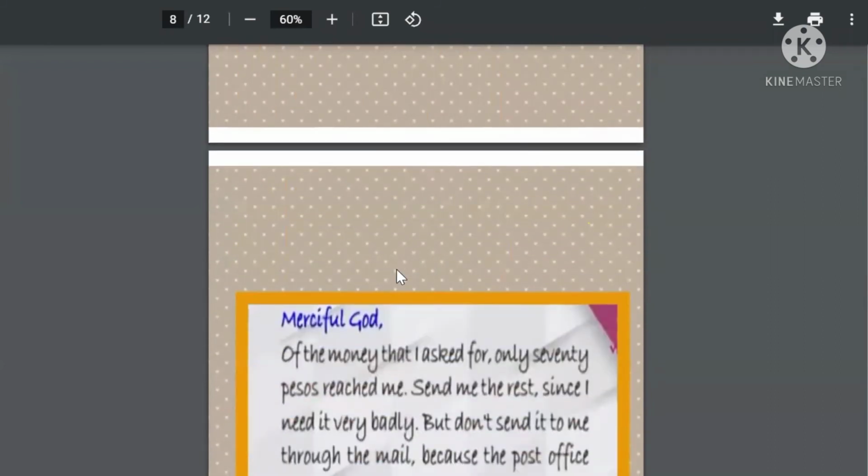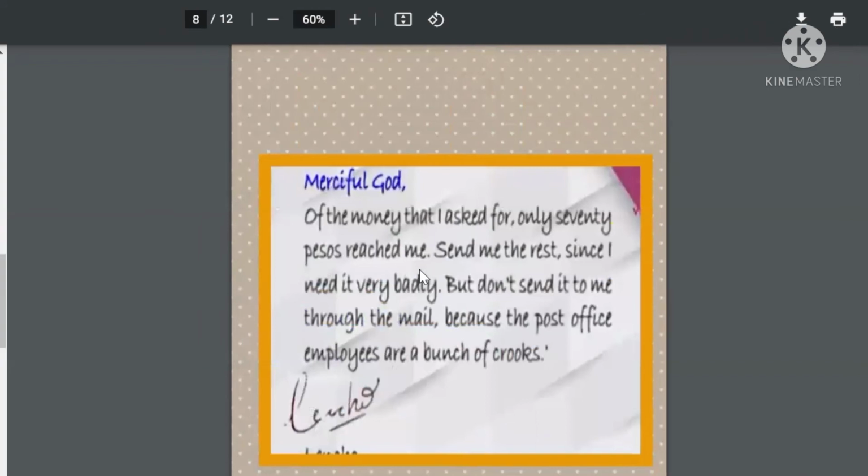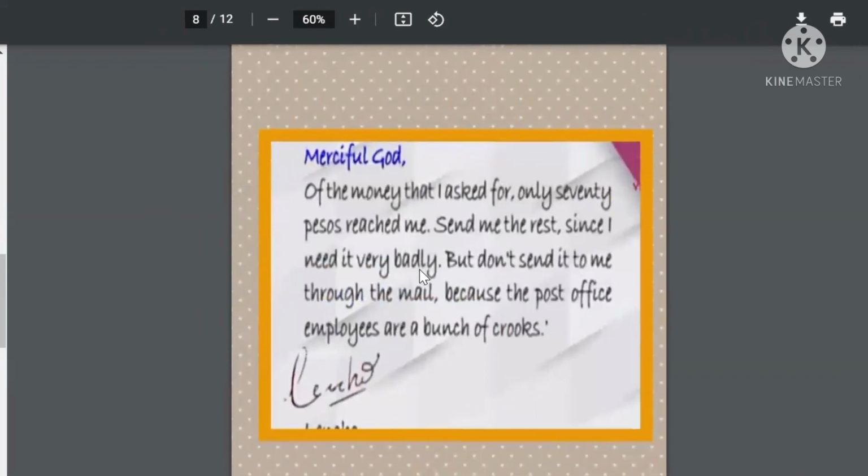Now please listen to this. I think we have already read this in the last class, no? The letter of Lencho. Merciful God, of the money that I asked for, only 70 pesos reached me. Send me the rest since I need it very badly. But don't send it to me through the mail because the post office employees are a bunch of crooks.